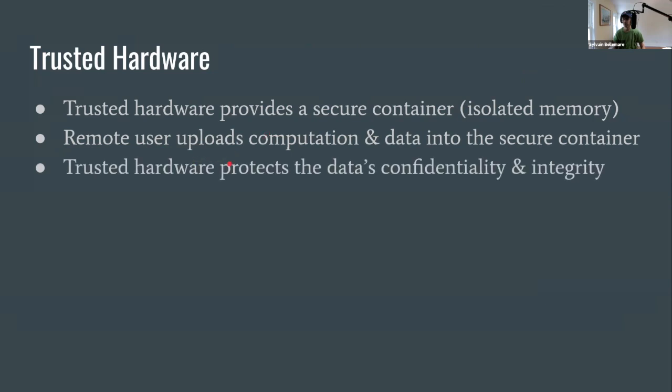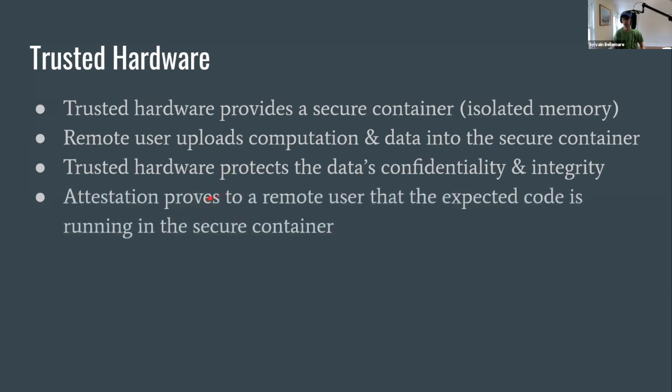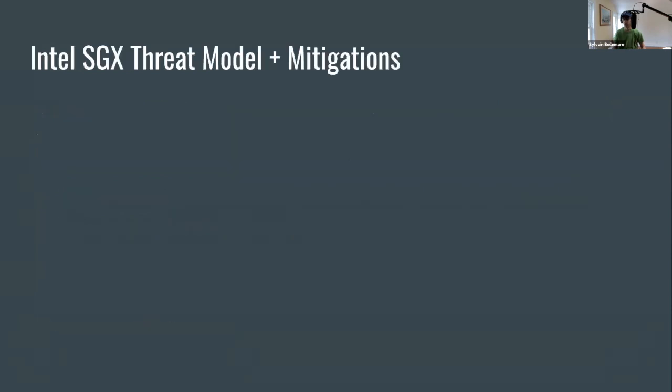And the trusted hardware then guarantees that it's going to protect the confidentiality and the integrity of the data. Now, there's an important thing that is needed. The hardware itself is not enough. There's an attestation protocol that is required to prove to the remote user that the source code that is actually going to run on that remote computer, in that secure container, is the expected code. So that's the kind of problem that we have to deal with.